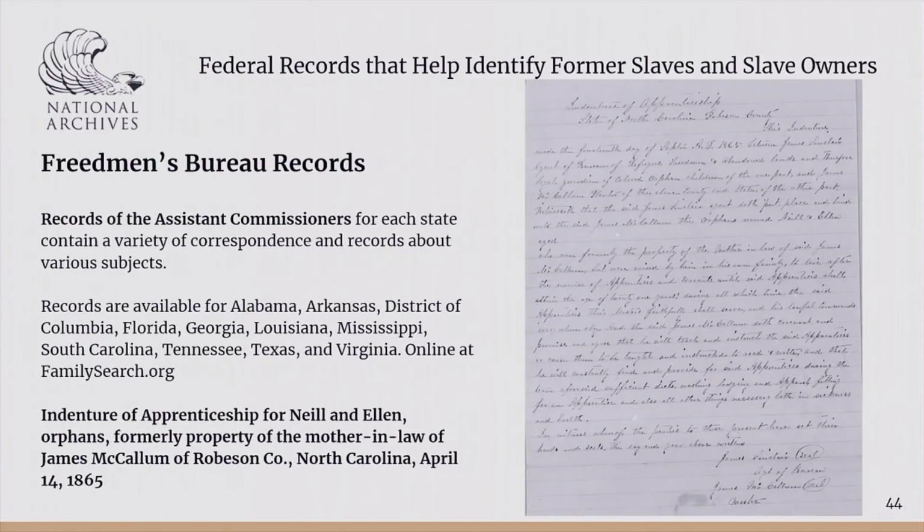So as an example of things that you might find in here, this is the indenture of apprenticeship for Neil and Ellen, orphans, formerly property of the mother-in-law of James McCallum of Robeson County, North Carolina, dated April 14, 1865. So these orphans, presumably their parents are both dead, needed somebody to support them, and James McCallum is agreeing in this contract with a representative of the Freedmen's Bureau to support them until they're age 21. Presumably they also have to do some work for him too. But again, it gives that link back into slave times and why they are with him and how they came to be there. So a very useful record.